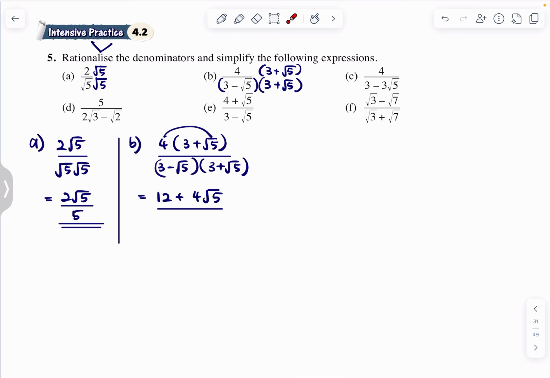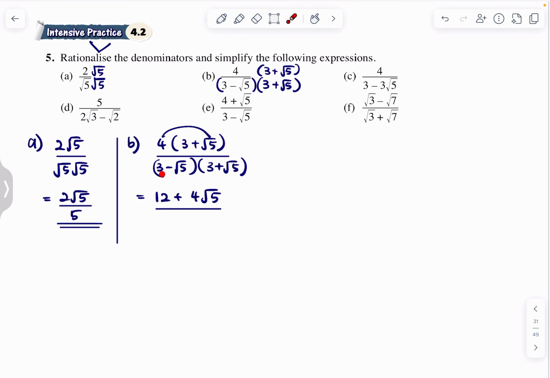Okay, so basically the shortcut is 3 times 3. I just showed here. So 3 times 3 is 9. Then negative surd 5 times positive surd 5 is negative 5, because negative times positive is negative. Surd 5 times surd 5 is just 5. Right. So we have 12 plus 4 surd 5 over 4.